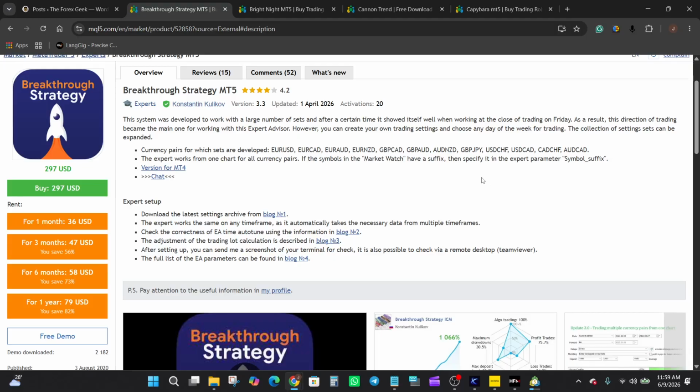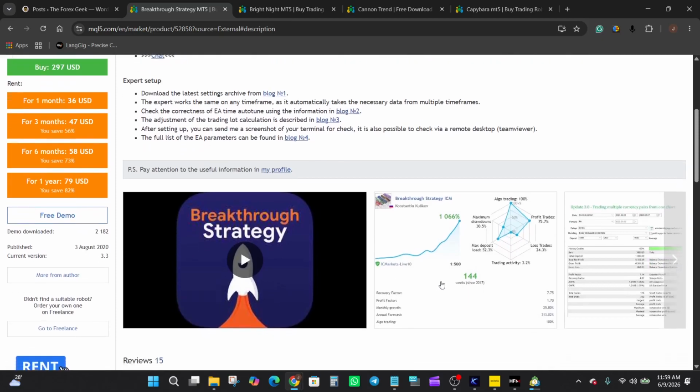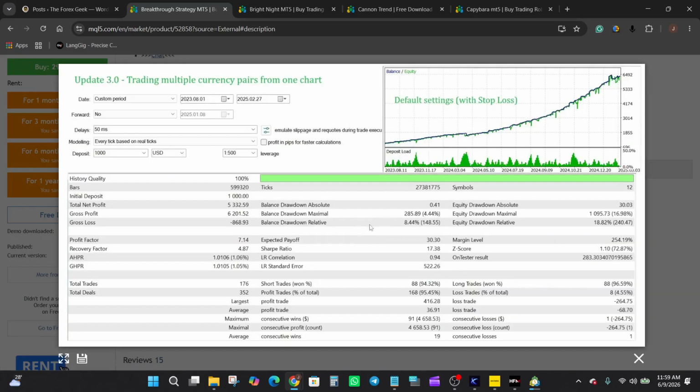Now I'm going to move into the backtesting section and see how this system performs historically under those multi-pair and multi-set conditions. Briefly, let us see what the developer provided here. So this was from a $1,000 deposit, and total net profit was $5,332.59. Total trades 176, short trades were 88 with 94.32% win rate. Long trades were 88 with 96.59% win rate.